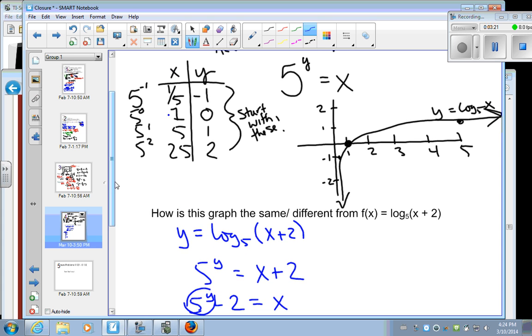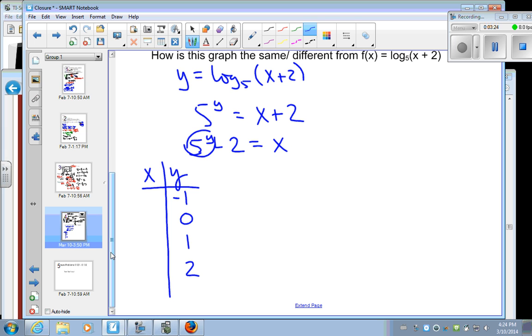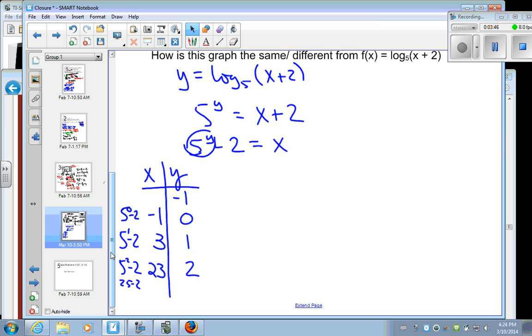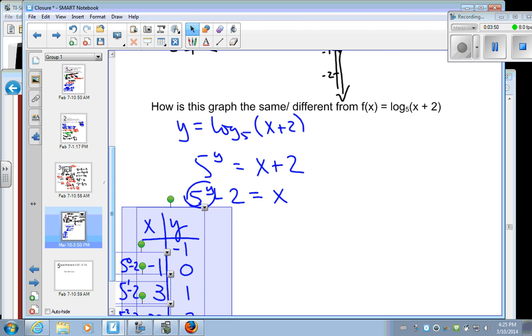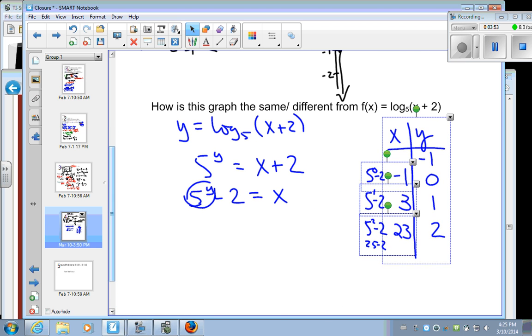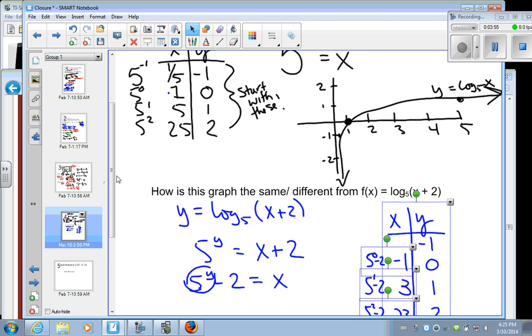So for example, let's start out with the 0. 5 to the 0 minus 2 is 1 minus 2. Okay, 5 to the 1 minus 2 is 5 minus 2. 5 to the 2 minus 2 is 25 minus 2. All right, so let's take a look at what that looks like. And I'm just going to stay on my same set of axes. So I'll just move this over here so I have access to it. And I'm going to take a look.